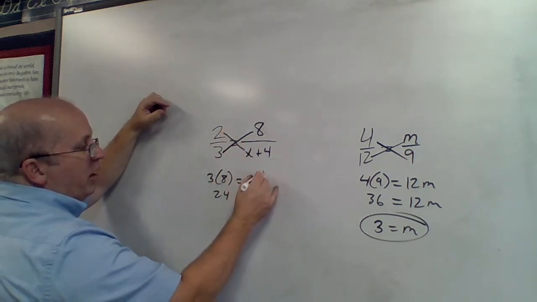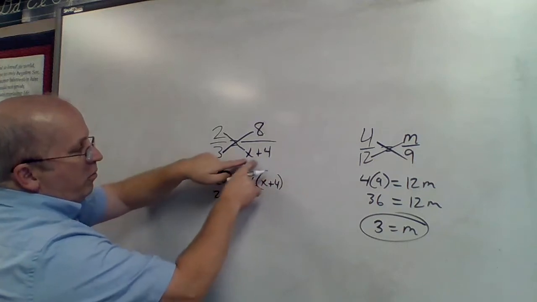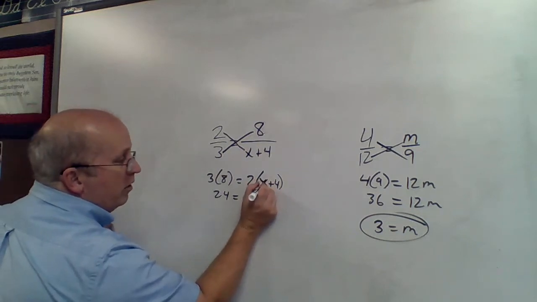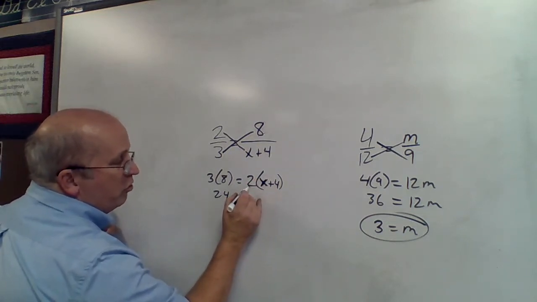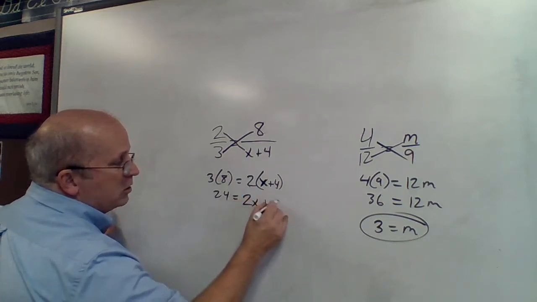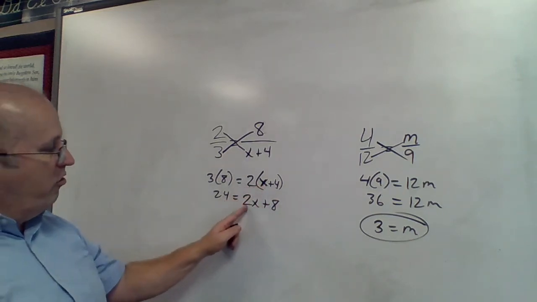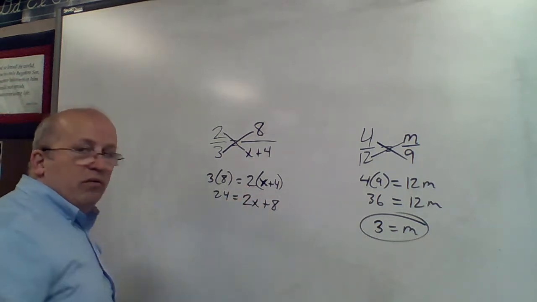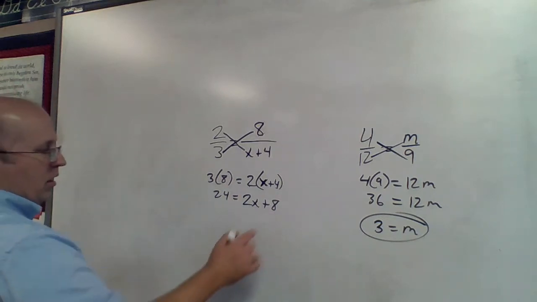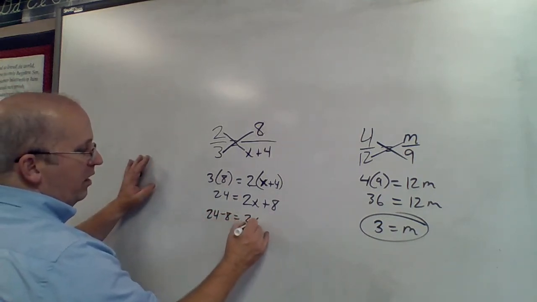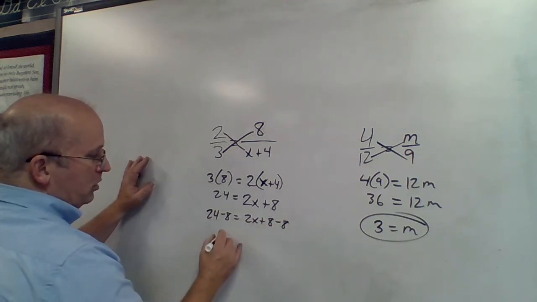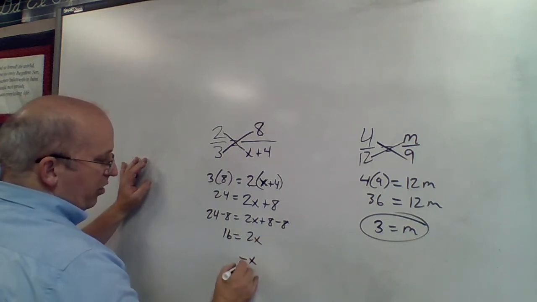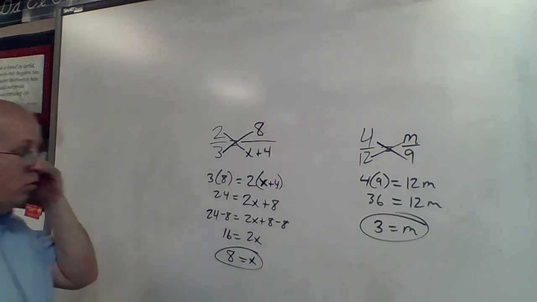2 times this thing. And notice how I put this part in parentheses. Then we're going to use the distributive property. Do you remember the distributive property? 2 times the first number, 2 times the second number, 2x plus 8. 2 times x is 2x. 2 times 4 is 8. And now we have something we can solve. First, I'm going to get rid of the 8 by subtracting 8 from both sides of the equation, and I get 16 equaling 2x. Then I'm going to divide both sides of the equation by 2, and x has to equal 8.